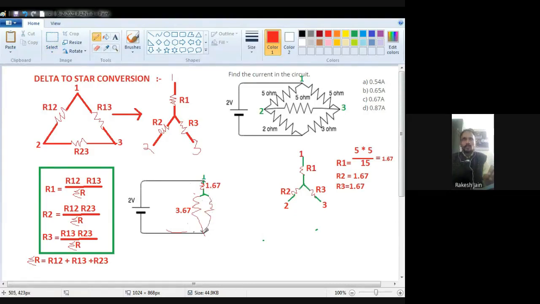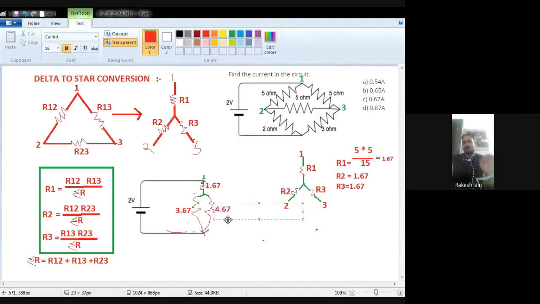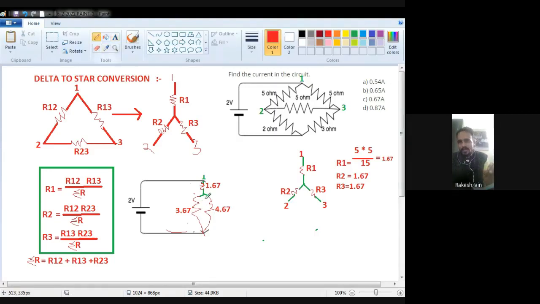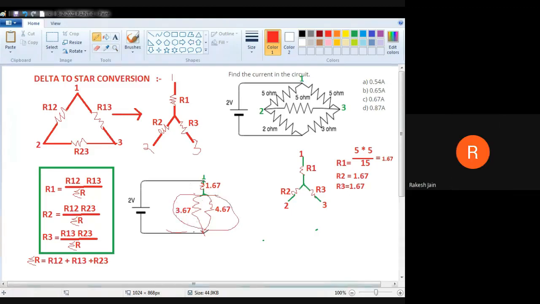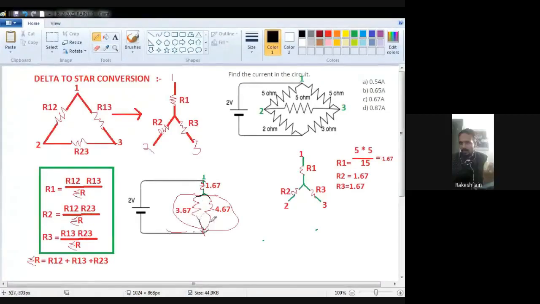Now see, because of the connection of 1.67 with 2, they will be replaced by 2 plus 1.67, that is 3.67. Now these two resistances which are in series will be completely removed, and instead of them a single resistance of value 3.67 will come, okay.